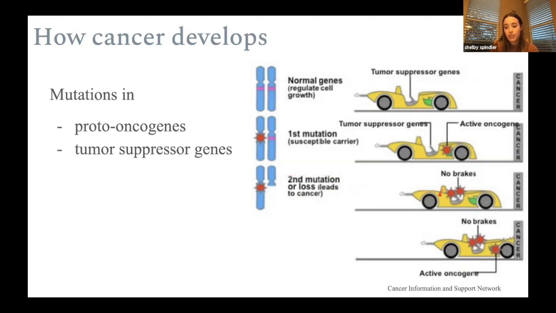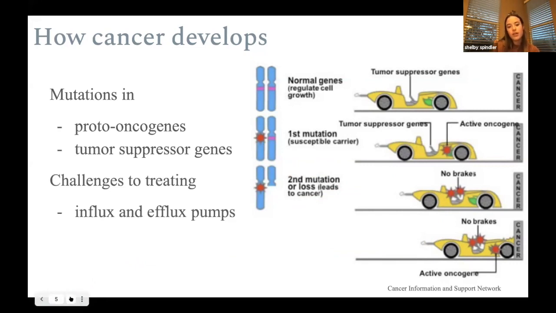So now we don't have any brakes. The tumor suppressor gene is the one that's mutated. And if we don't have any brakes on division, then we're just going to accelerate at full speed. The cancer is just going to rapidly divide, and that's a big reason it leads to cancer, and that's a big problem. There's also a lot of challenges in treating tumors like influx and efflux pumps.